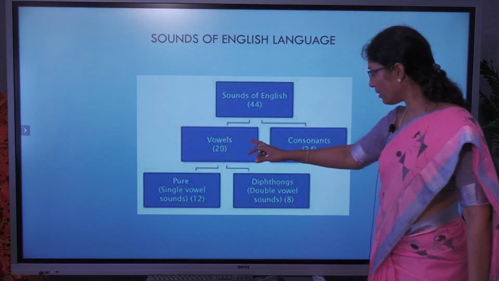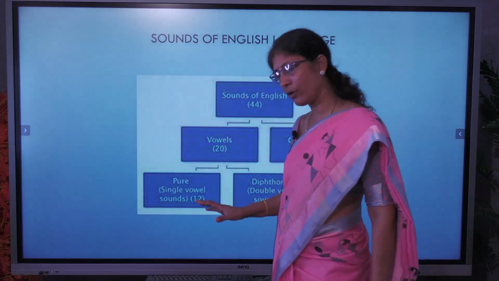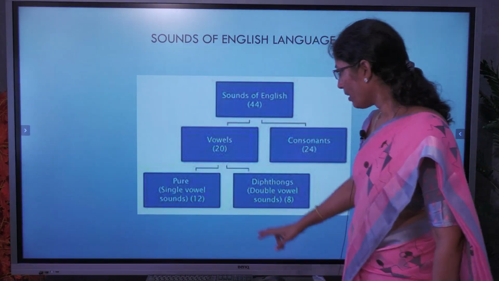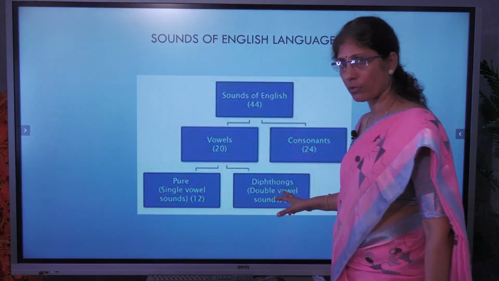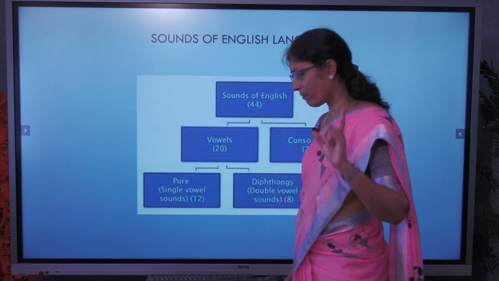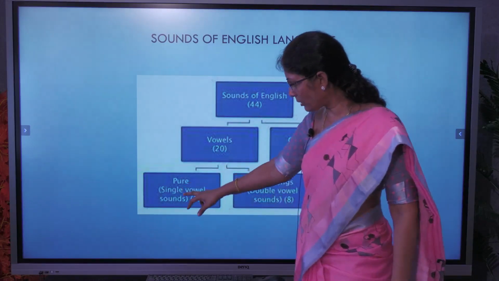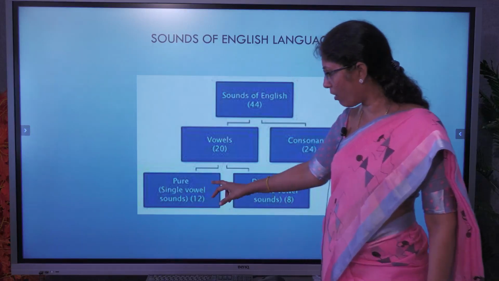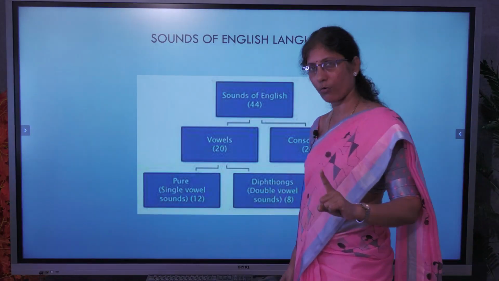All right. These 20 vowels are divided into 2 categories, monophthongs and diphthongs. You know that mono means single, and di means 2. These monophthongs are also called pure vowels. That means a single vowel sound.